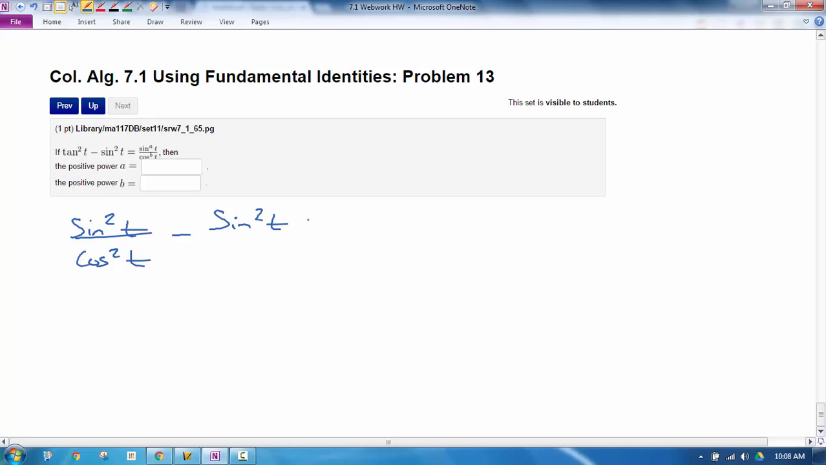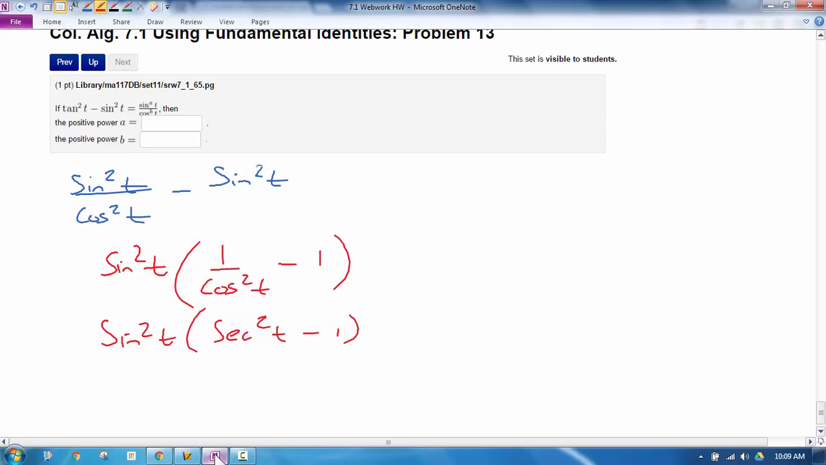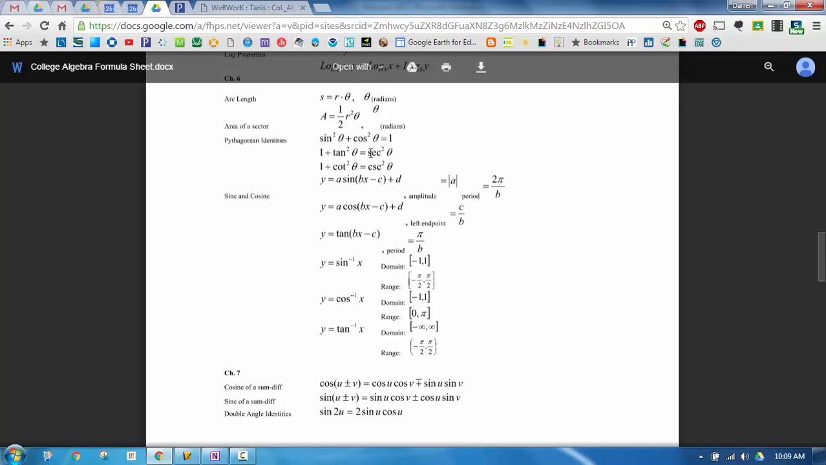Now I'm just going to try some things. So let's try to multiply, or I guess I could try to factor out a sine squared of t. If I do that, then I have 1 over cosine squared of t minus 1. Now 1 over cosine is really secant, so that's really secant squared of t minus 1. And we can check out the formula sheet real quick. So on the formula sheet, secant squared of x minus 1 would be tangent squared.